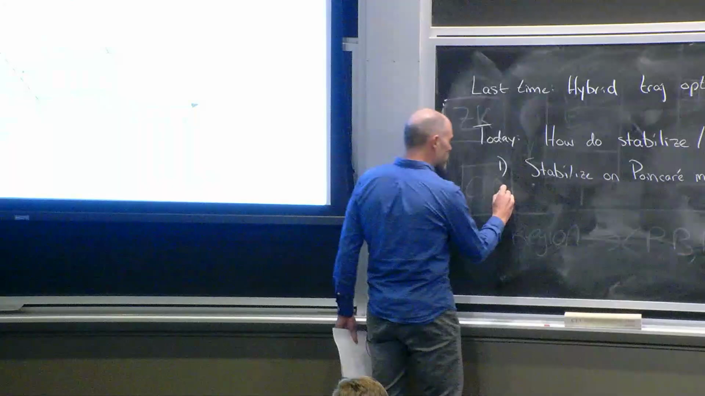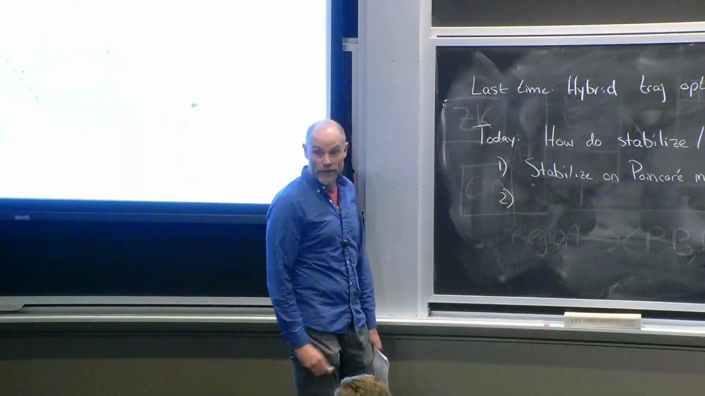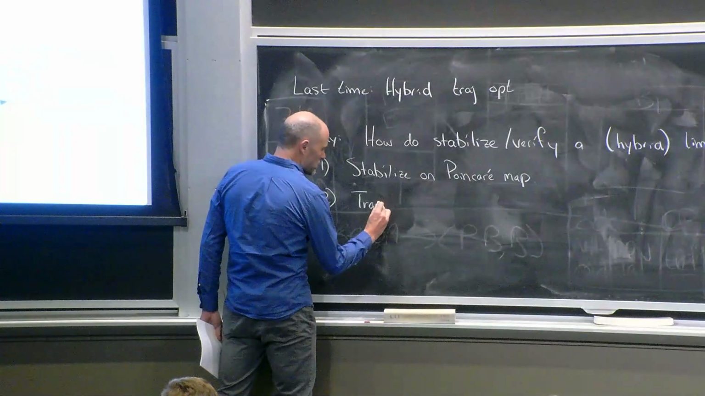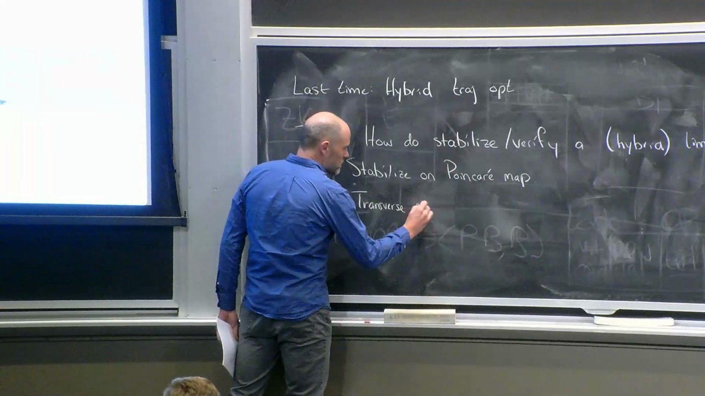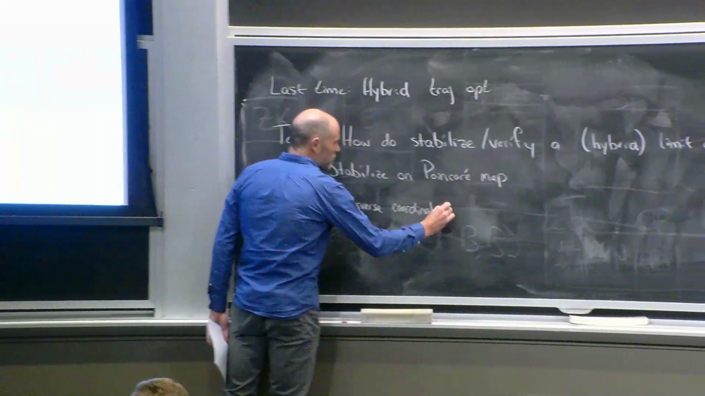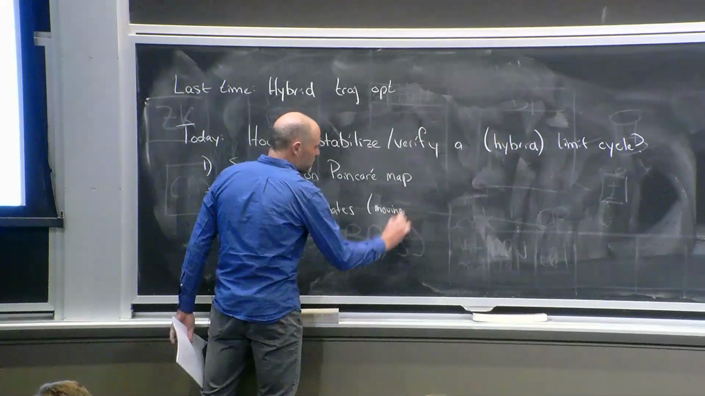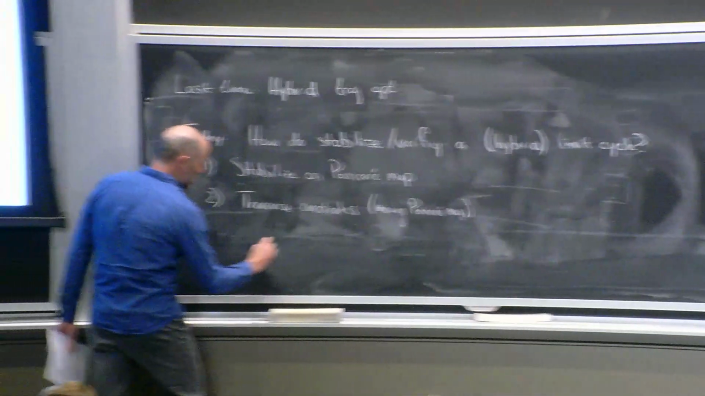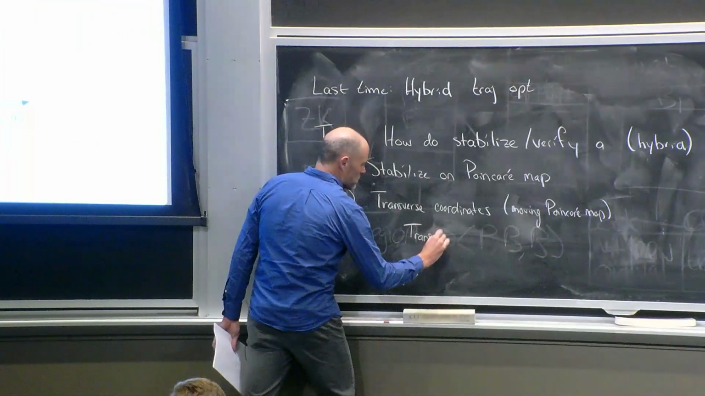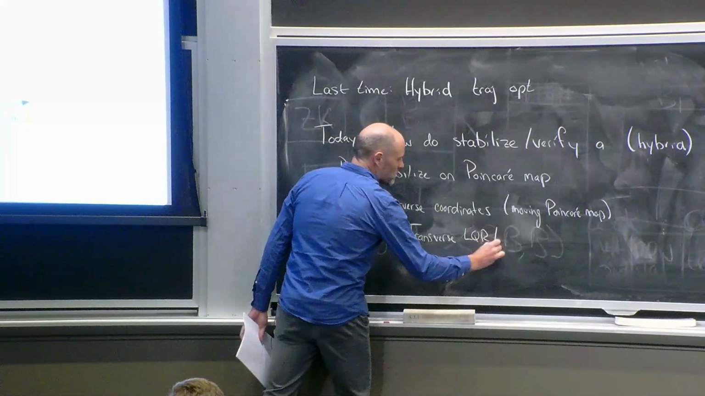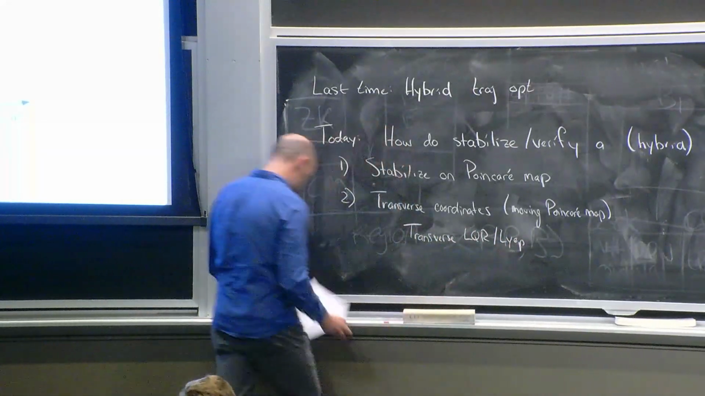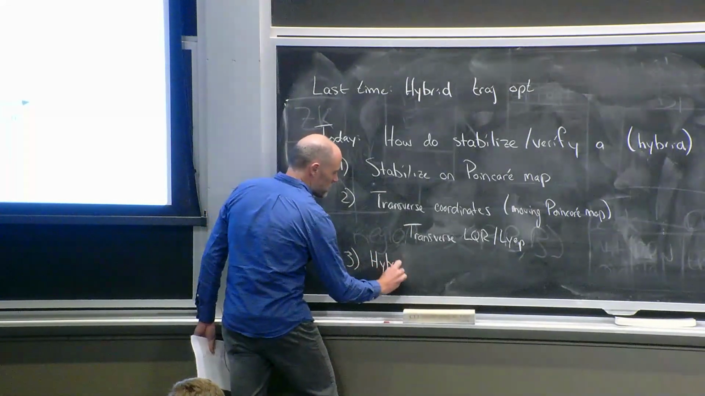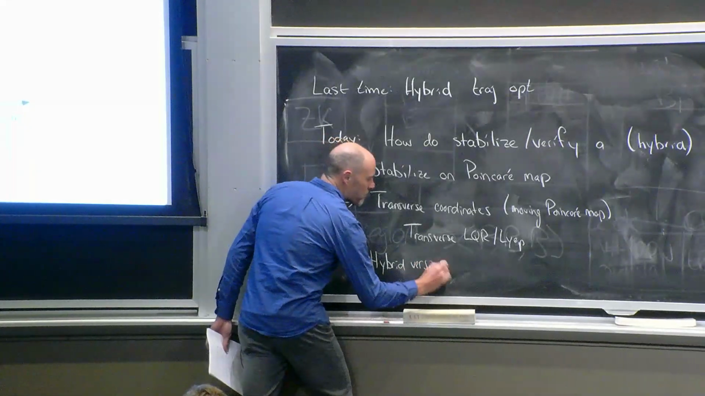Okay, and then we're going to generalize this notion of Poincare map to a moving Poincare map, by introducing the notion of transverse coordinates, which is like a moving Poincare map, if you will. And then we can do transverse LQR and Lyapunov. And once you have those tools, the hybrid versions follow naturally. Okay.